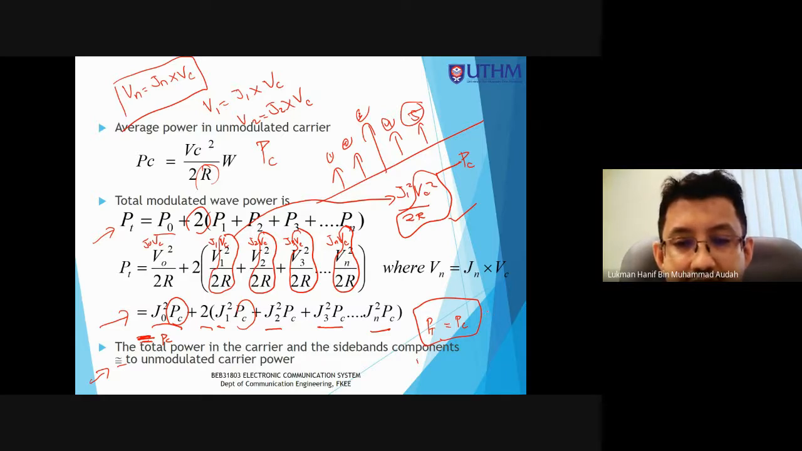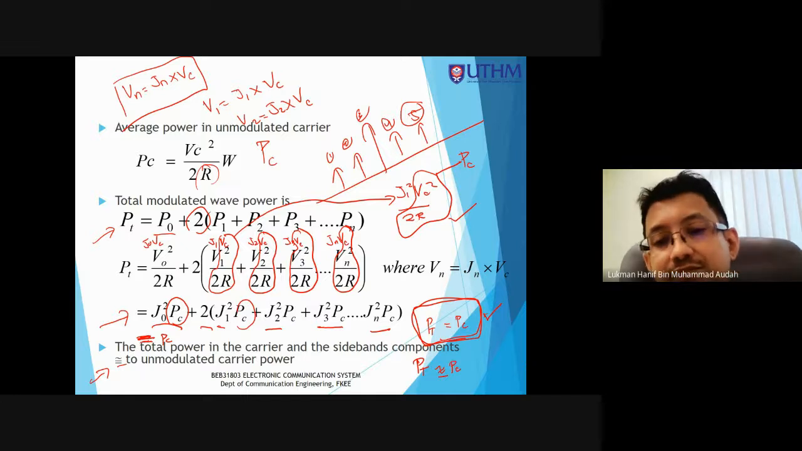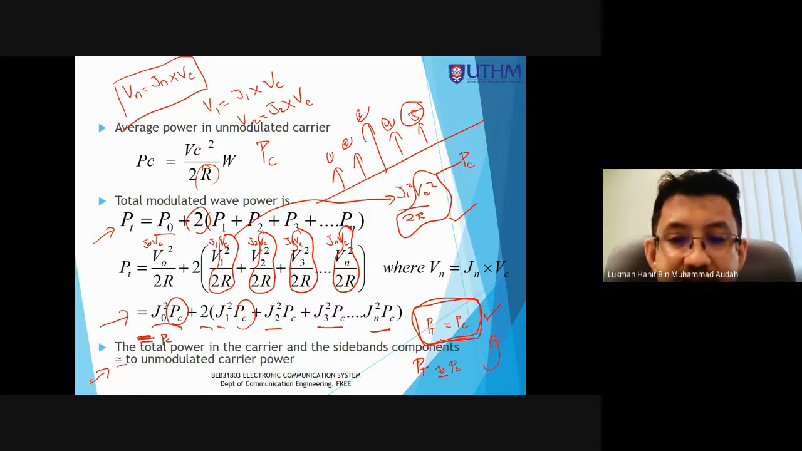Nanti you akan lihat bahawa tadi saya sebut PT equal to PC secara teorinya macam ni, theoretically is like this. However, when you do the calculation using the Bessel table in your notes, you akan dapat PT approximately equal to PC. Hampir sama dalam perbezaan beberapa titik perpuluhan sahaja. Kenapa macam tu? It is supposed to be like this, but why it is approximately equal? Hampir sama, beza titik perpuluhan sahaja.